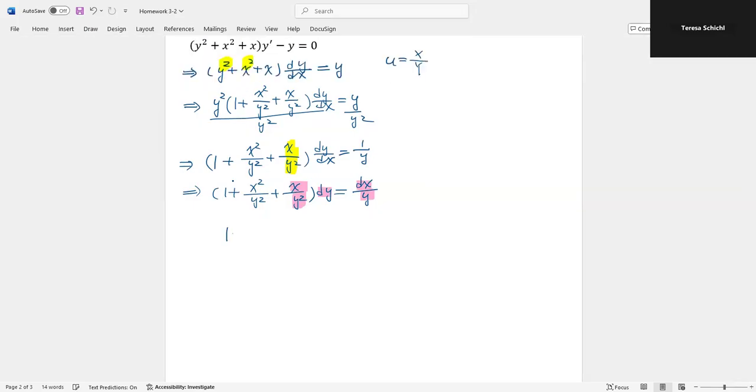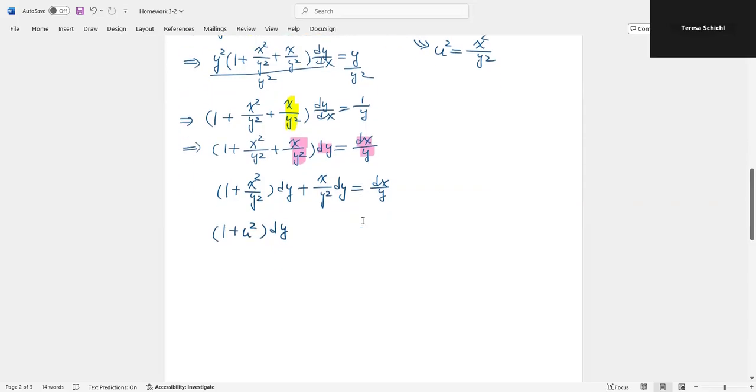So this is (1 plus x squared over y squared) dy, then plus x over y squared dy, equal to dx over y. Here I keep this straight. Now the x squared over y squared is good, because u squared is equal to x squared over y squared, right? So this will be (1 plus u squared) dy.